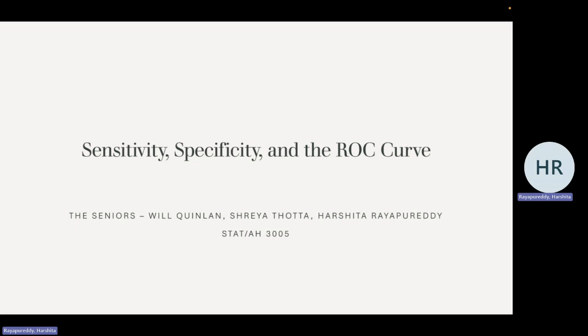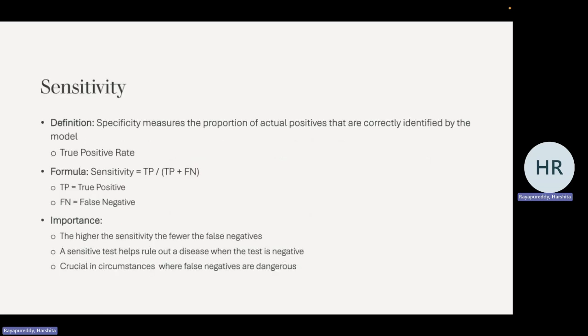We are the seniors. Just to give a brief overview of sensitivity, basically it's the true positive rate. We calculate sensitivity by taking the number of true positives and dividing by true positives plus false negatives, which in sum is the total number of known positive cases that we have. This is really useful for identifying false negatives when they're dangerous.